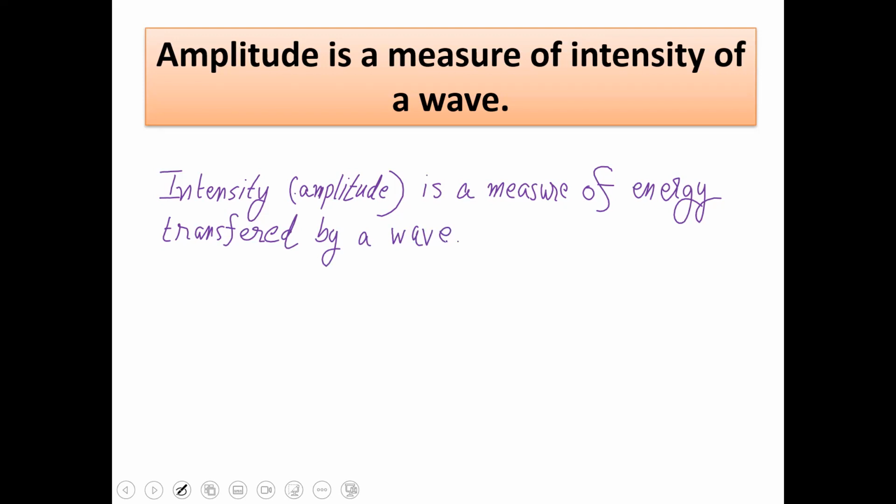Amplitude, intensity is a measure of energy transferred by a wave.